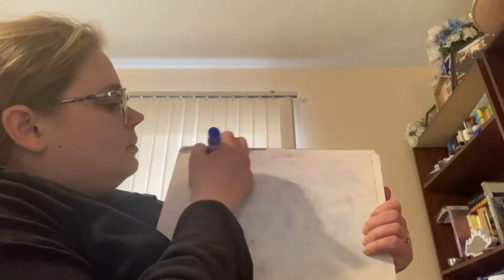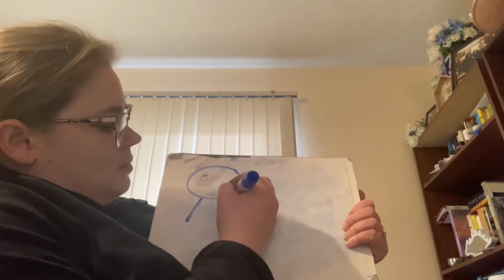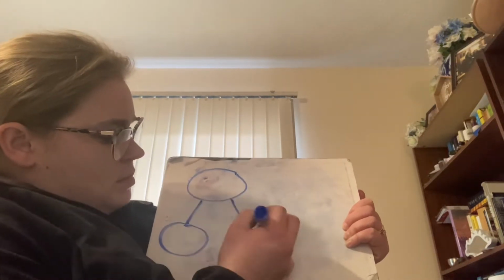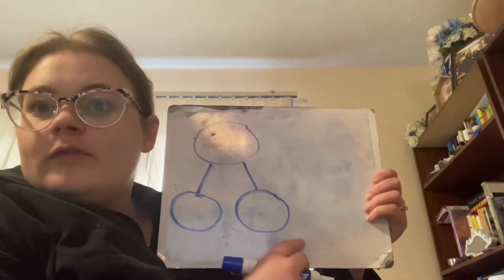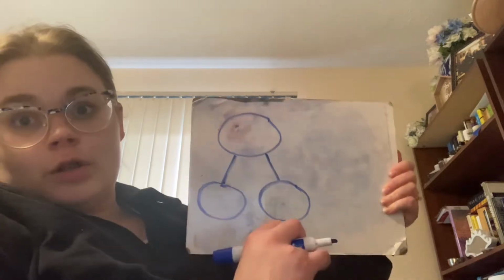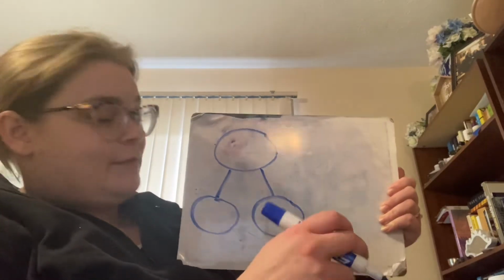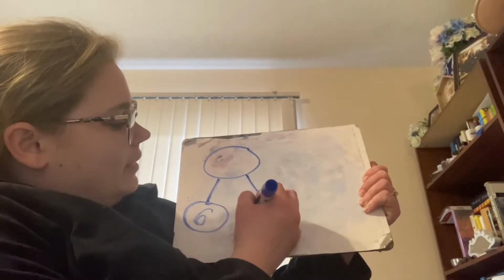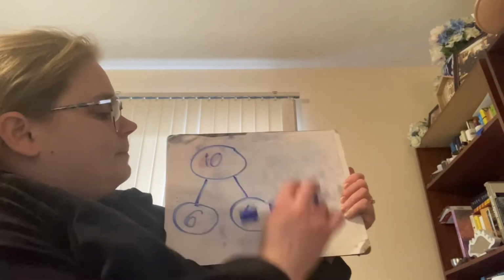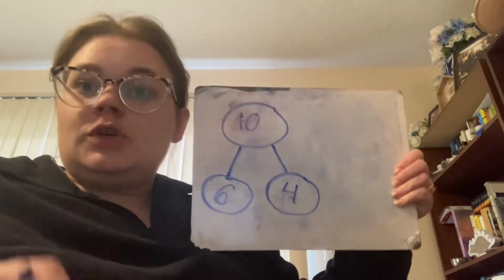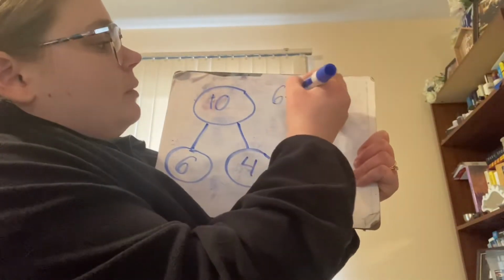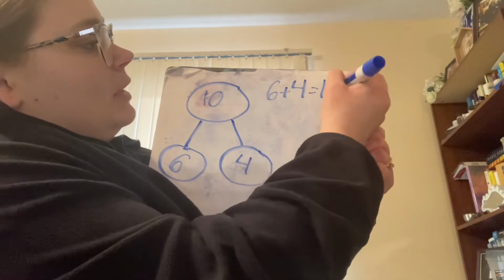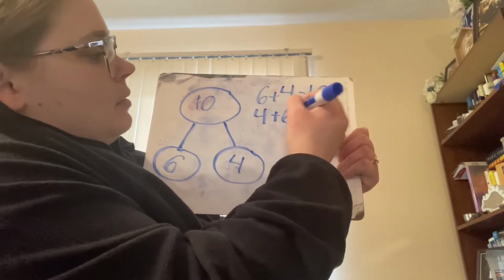So first, on my whiteboard, I'm drawing a number bond. Now, for this first example, I'm going to go ahead and fill in all of the numbers. I'm going to do a making 10 fact. 6 and 4 make 10. So we can do addition, and you guys did pretty good with this. We do 6 plus 4 equals 10, and we can do 4 plus 6 equals 10.